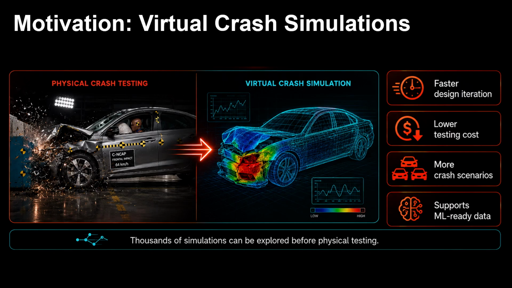High-fidelity, finite-element crash simulations have been widely used as an alternative to physical crash testing. Virtual crash simulation enables engineers to evaluate more designs, more impact conditions, and more structural configurations before physical testing. However, they remain computationally very expensive. This creates a strong need for validated datasets and fast neural surrogate models that can support scalable virtual testing.